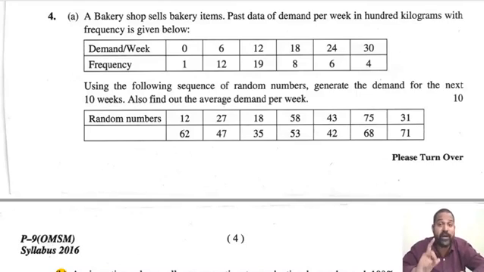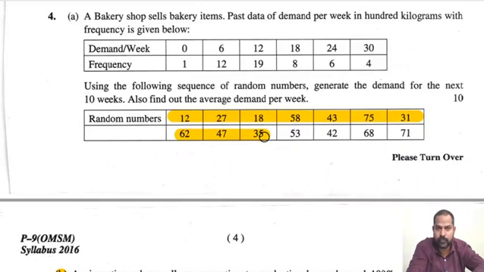Now they have asked you for 10 weeks. Look at the number of random numbers given to you. The number of random numbers given to you is 1, 2, 3, 4, 5, 6, 7, 8, 9, 10. So 35 is where 10 comes to an end. So you will not pick up the rest of the values. You are only going to wait at 35. That's it. These are the 10 random numbers that you are going to choose. You are not going to go anywhere ahead of this. Why? Because they specifically said 10 weeks.